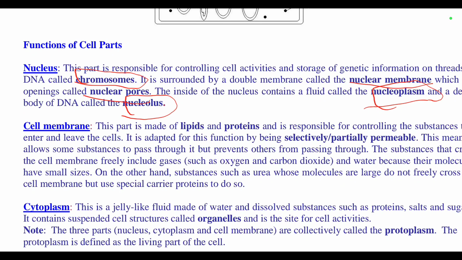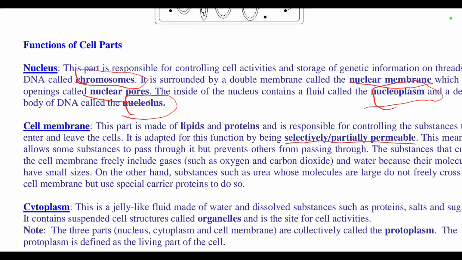So basically, the nucleus of a cell has two functions. It is responsible for all cell activities. Also, it is a storage of genetic information. Now let's look at the cell membrane. The cell membrane is the part which is made up of lipids and proteins, and is responsible for controlling the substances that enter and leave the cells. It is adapted for this function by being what?